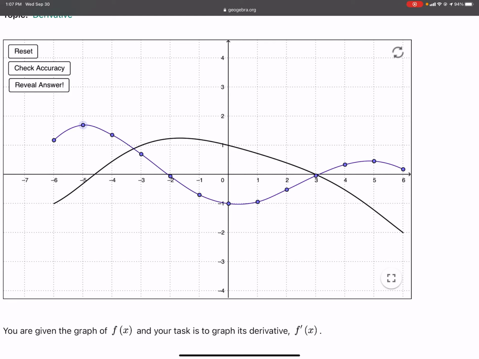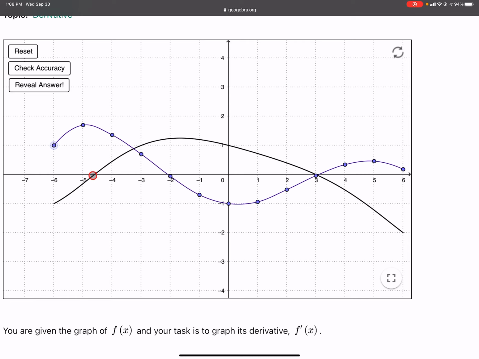This is a video explaining how to use the GeoGebra website where you're trying to graph the derivative. So the black function is the original function. You're going to look at the slope here. It looks like a slope of 1, so I'm going to place this dot here at about 1.